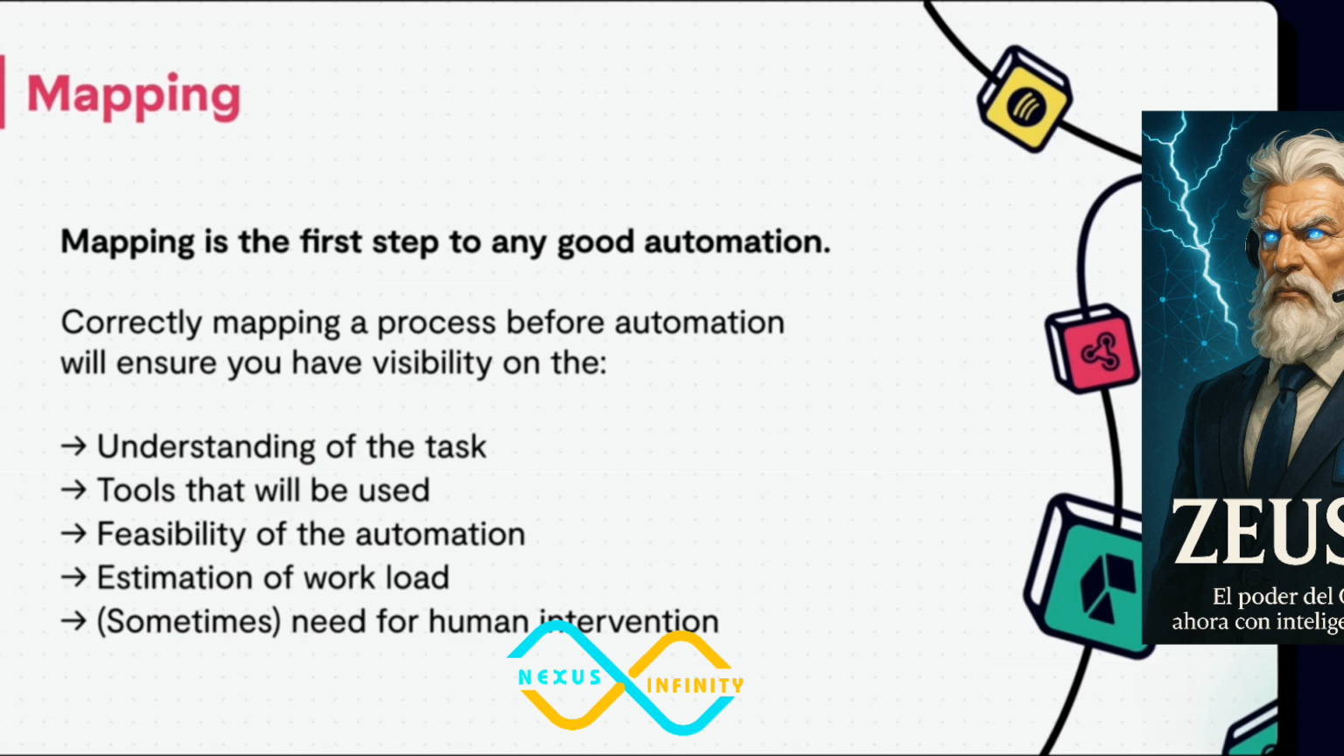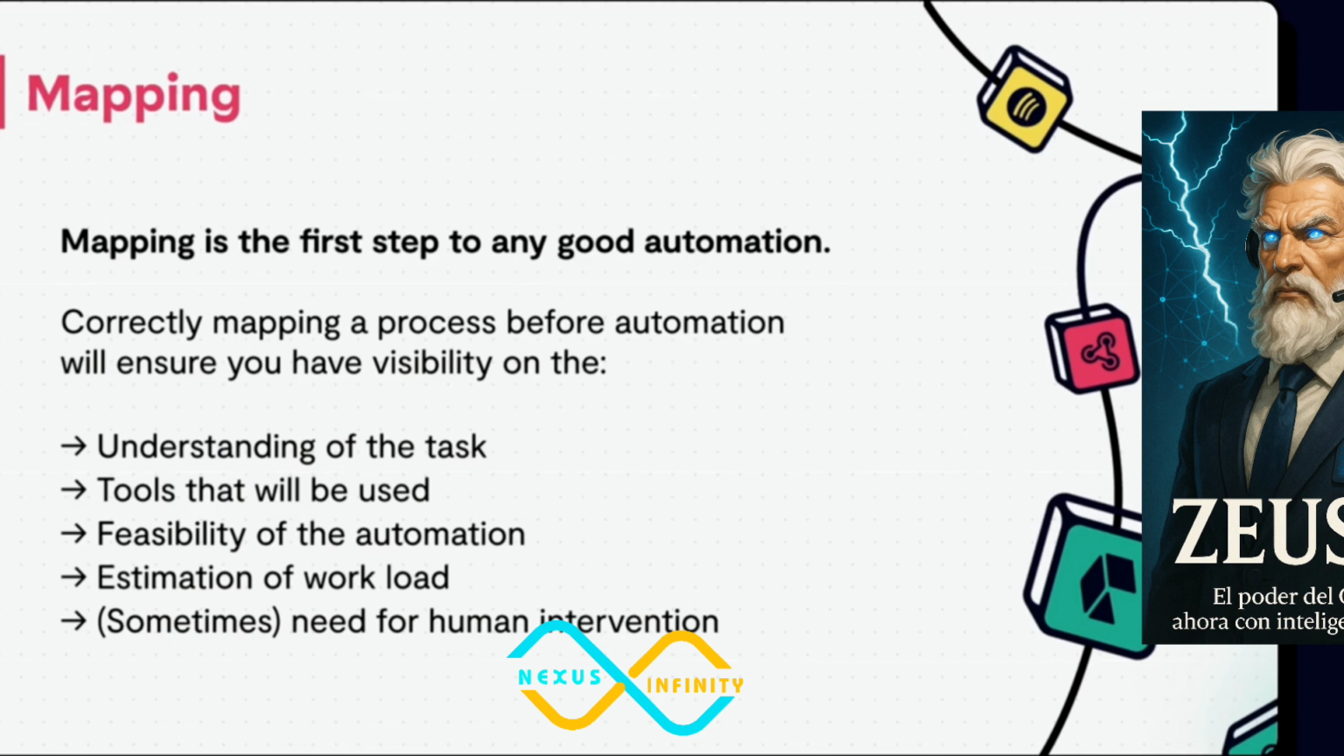Correctly mapping out a process before building it is going to ensure that you have visibility on, one, whether you have an understanding of the task, of the predictable set of actions that the task represents. Two, it's going to give you more visibility on the different tools, apps, or actions that are going to be used. Three, it's going to give you more visibility on the feasibility. Nothing is worse than spending half an hour or 2 hours building an automation to then realize at the end that it actually isn't possible.